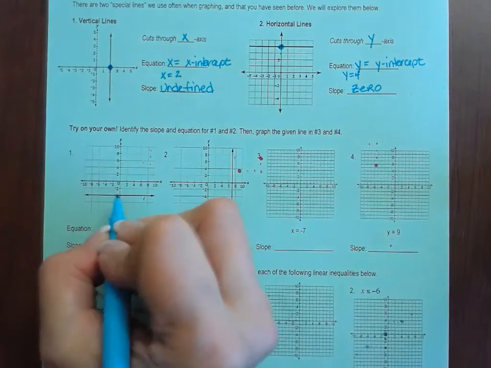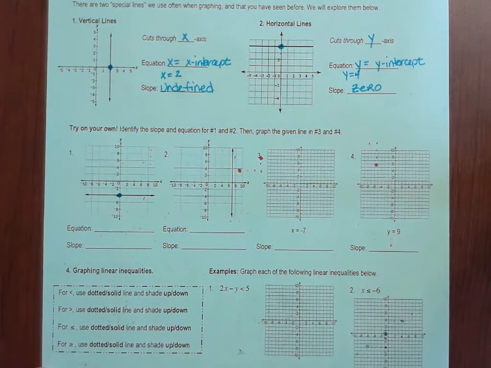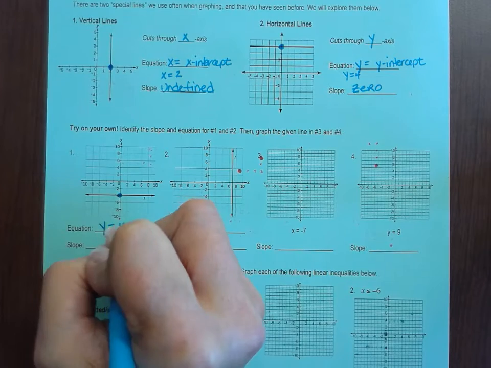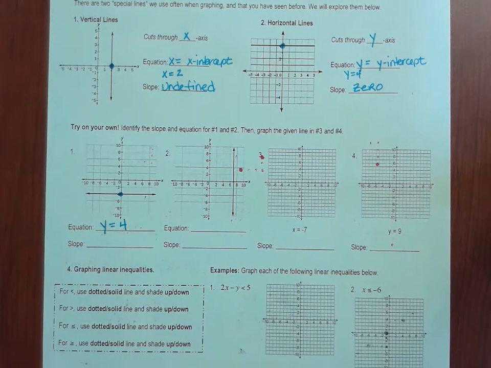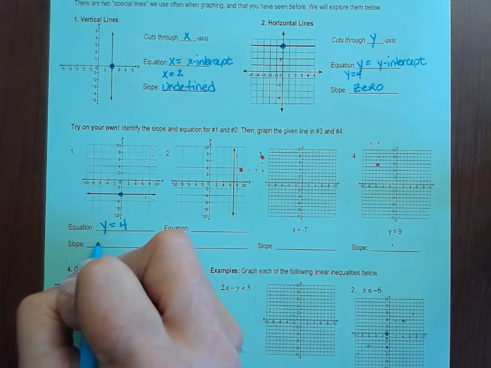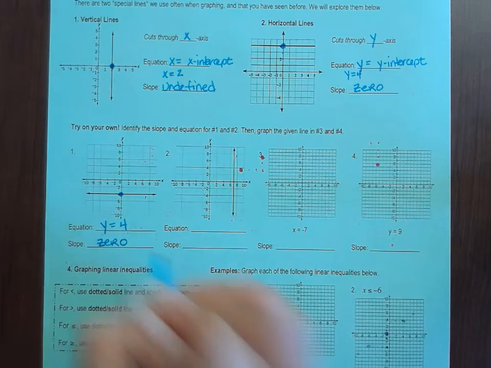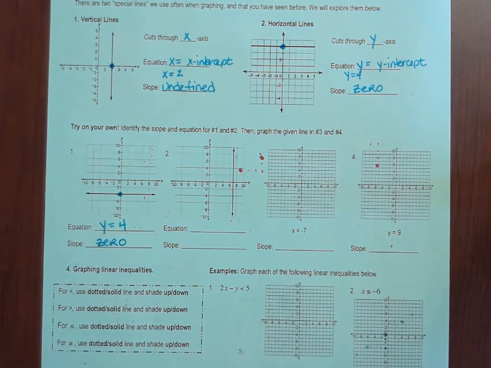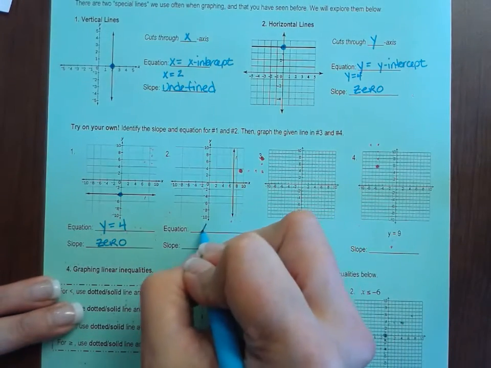So for number 1, since my y-intercept is 4, my equation is going to be y equals 4, which then gives me a 0 slope. So what's the equation for number 2? Hayden. X equals 7. Perfect. And what's my slope?